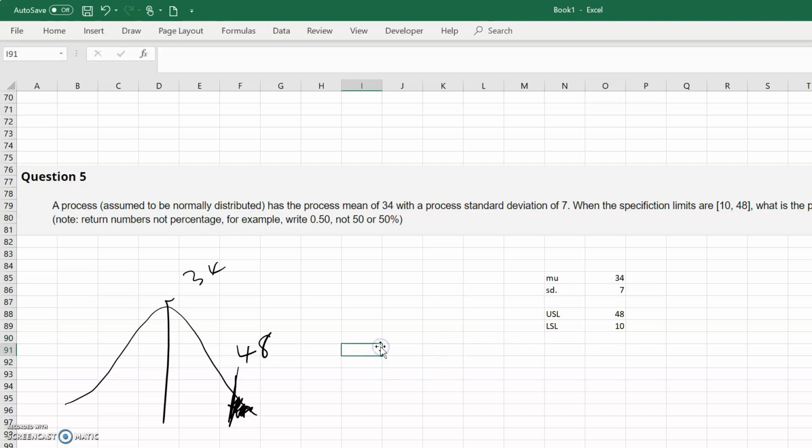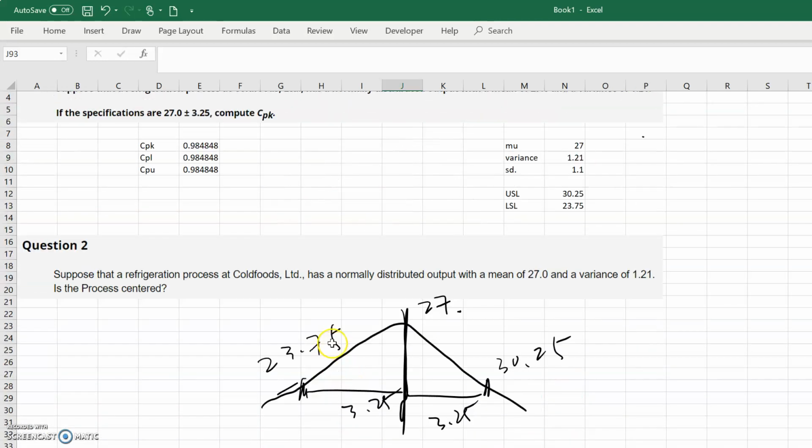So the probability of x larger than 48 is equal to 1 minus the probability of x less than 48. We do that because Excel doesn't give us the right tail. NORM.DIST, it's going to be 48, average is 34, standard deviation is 7, TRUE. It's about 2.275%. Okay, this concludes LP5.